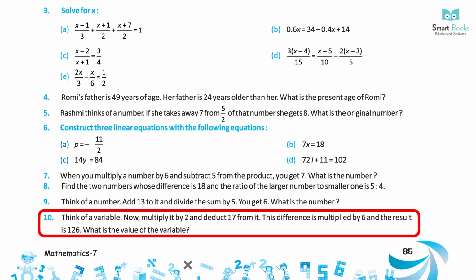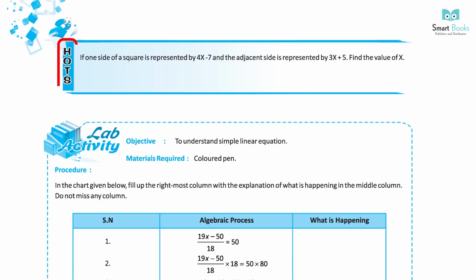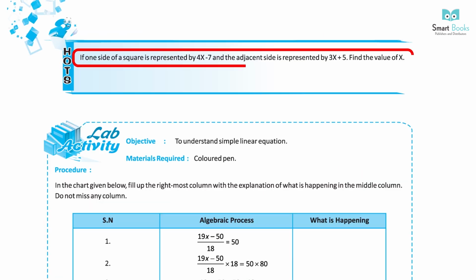Now multiply it by 2 and deduct 17 from it. This difference is multiplied by 6 and the result is 126. What is the value of the variable? Solution: 19. HOTS. If one side of a square is represented by 4x minus 7, then the adjacent side is represented by 3x plus 5. Find the value of x.